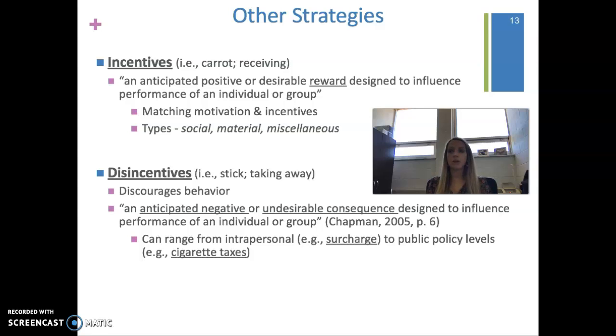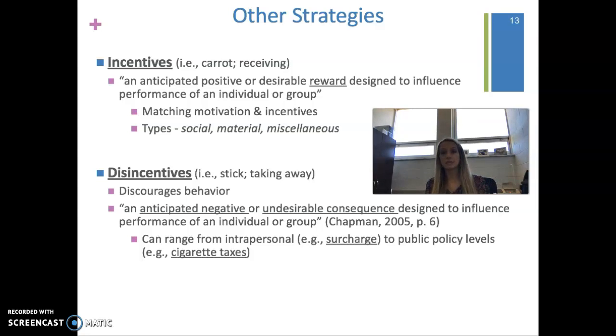Sometimes you can think about different insurance companies. They'll give you a discount to your insurance premium if you participate in physical education programming, different things like that. So those are incentives. Disincentives discourage behavior, right? This is the flip side of it.